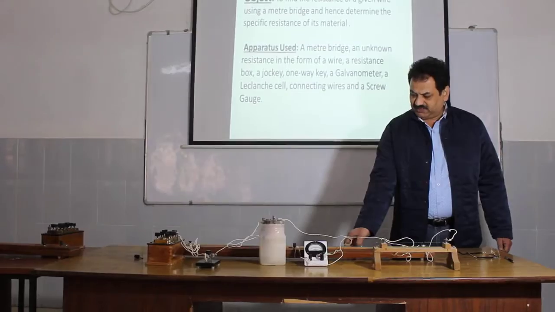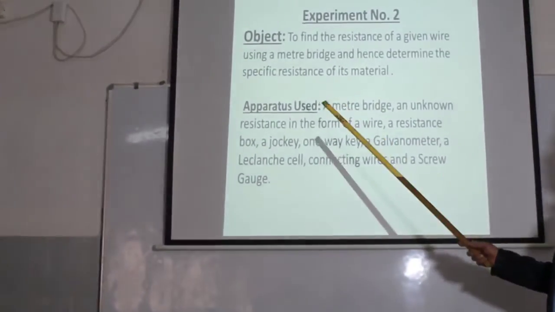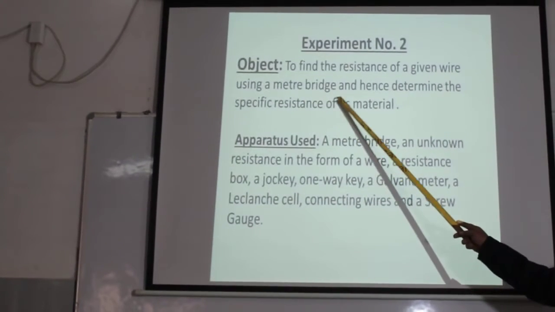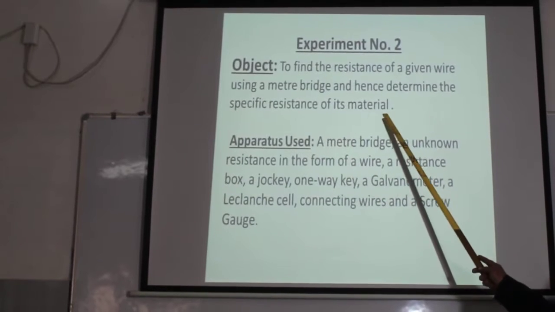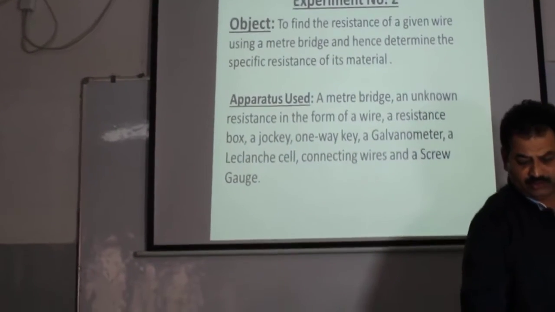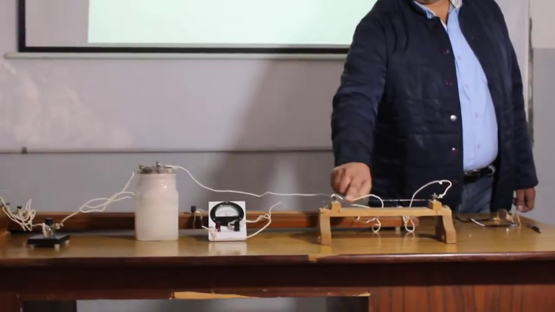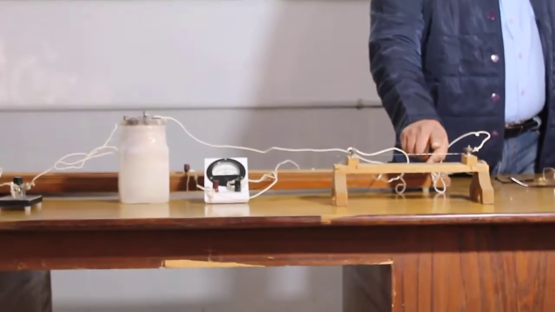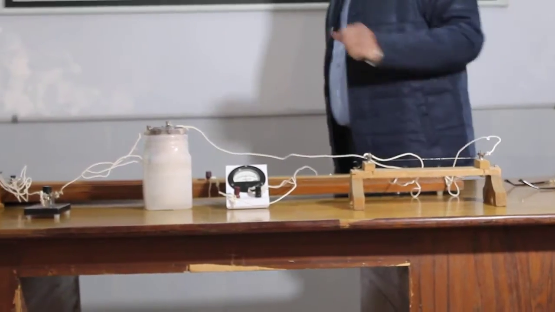The object of this experiment is here in front of you: to find the resistance of a given wire using a meter bridge and hence determine the specific resistance of its material. So this is the unknown resistance. We have to find the resistance of this wire and also the specific resistance of the material of this wire using a meter bridge.